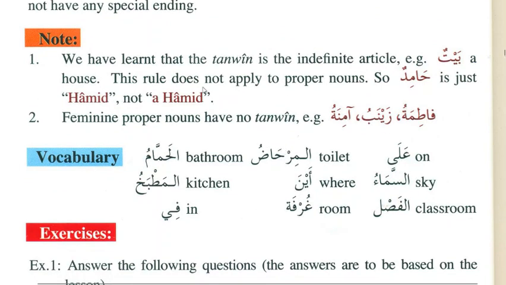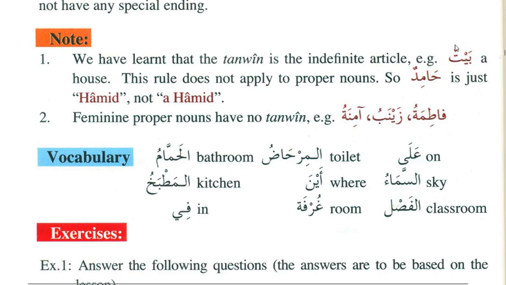In the previous lesson you learned that the meaning of tanween is a or an, but with a proper noun we don't use the meaning of tanween in the translation. So baitun means a house, but in the case of Hamid, which is a proper noun, we cannot say a Hamid, but we will just say Hamid without the word a.